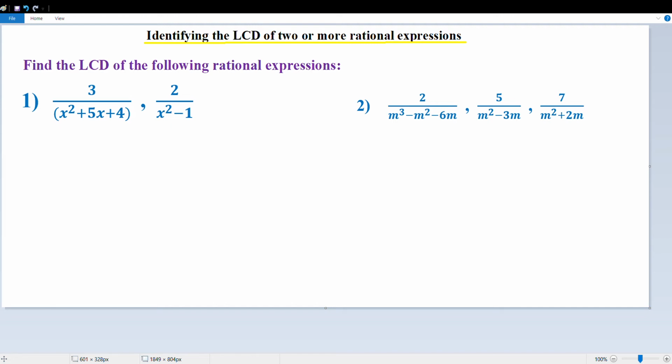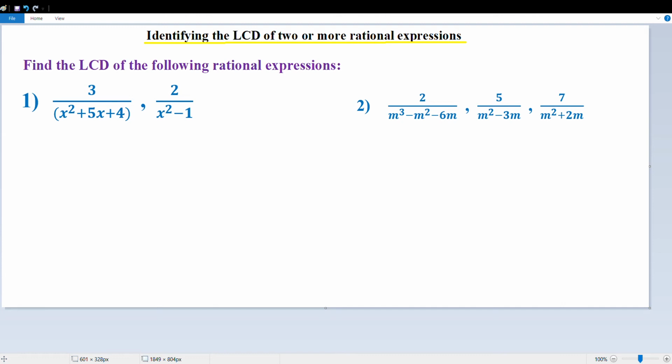Today in this video we'll learn how to find the least common denominator of two or more rational expressions. Before we jump into the actual problem solving, someone might ask, what's the significance or purpose of finding the least common denominator of rational expressions? Why would someone look for it? Well, whenever we add or subtract rational expressions, we are required to first find the least common denominator of those expressions. So it has a huge importance in algebraic operations.